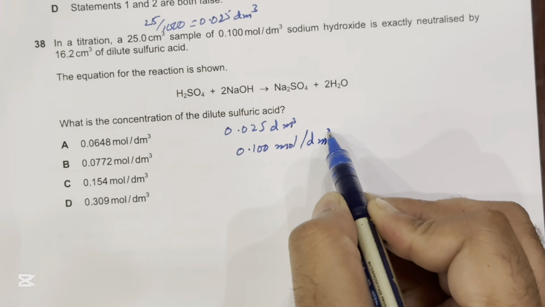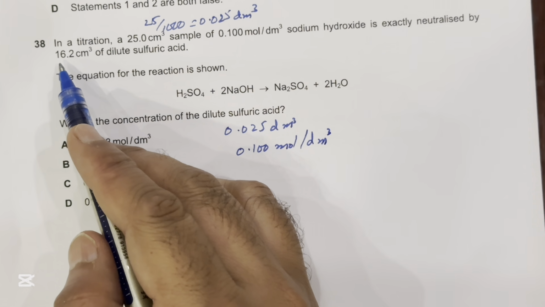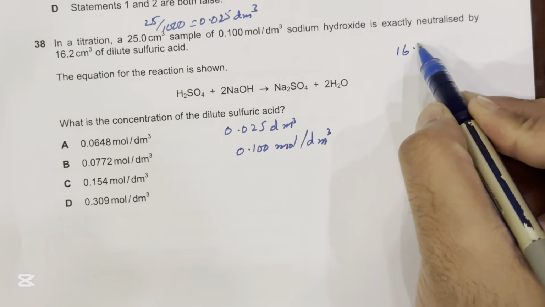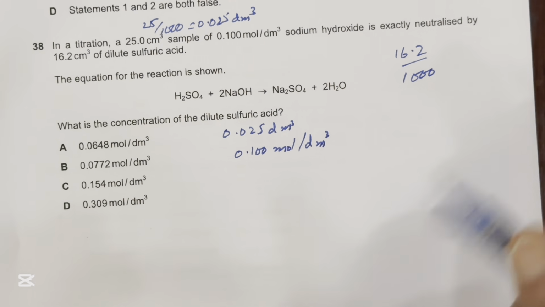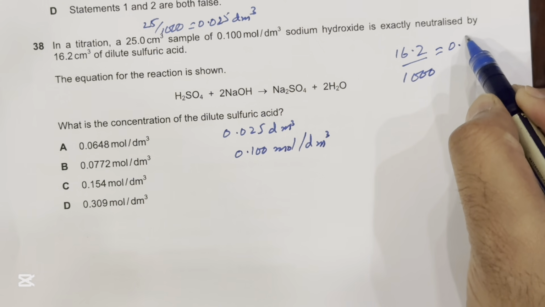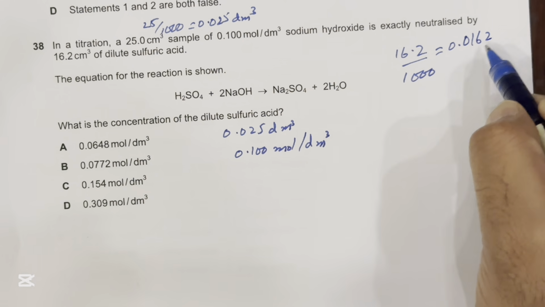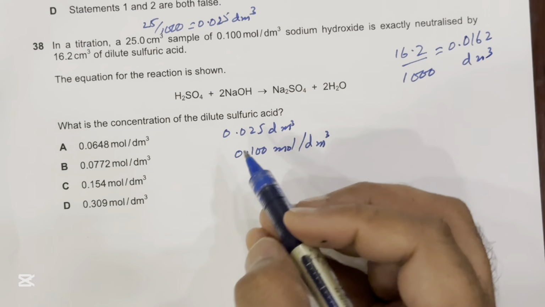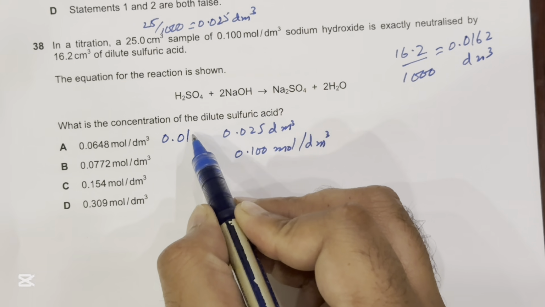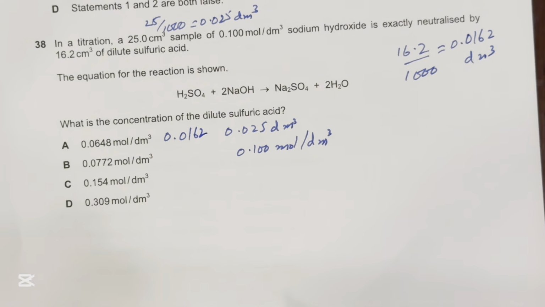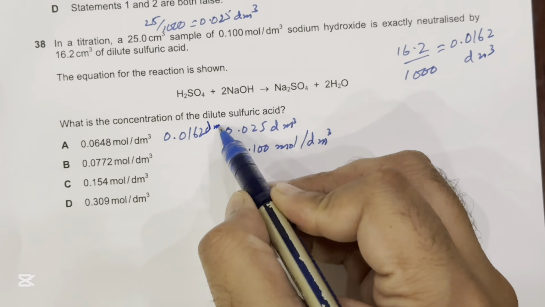So this was the data, and 16.2 cm³. Again you need to divide it by 1000 to get your answer in terms of dm³. That would be 0.0162 dm³. So you're going to write that, 0.0162 dm³. So this is the volume.